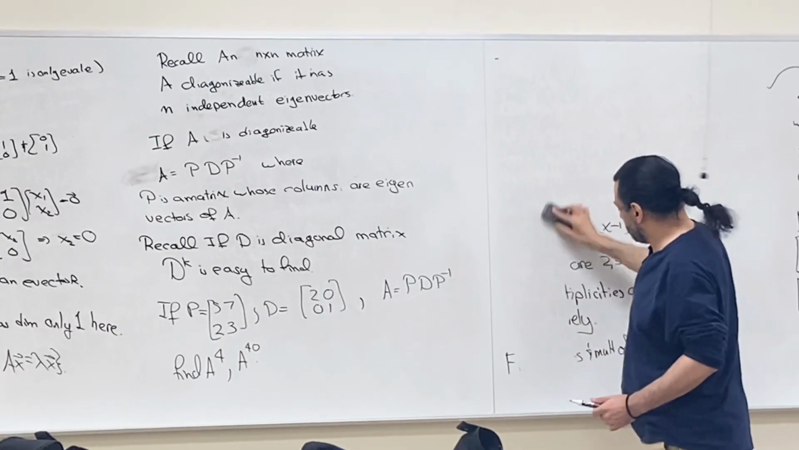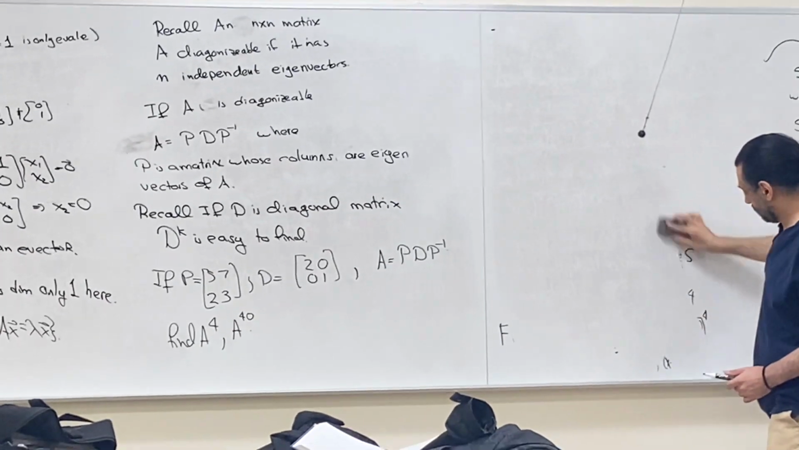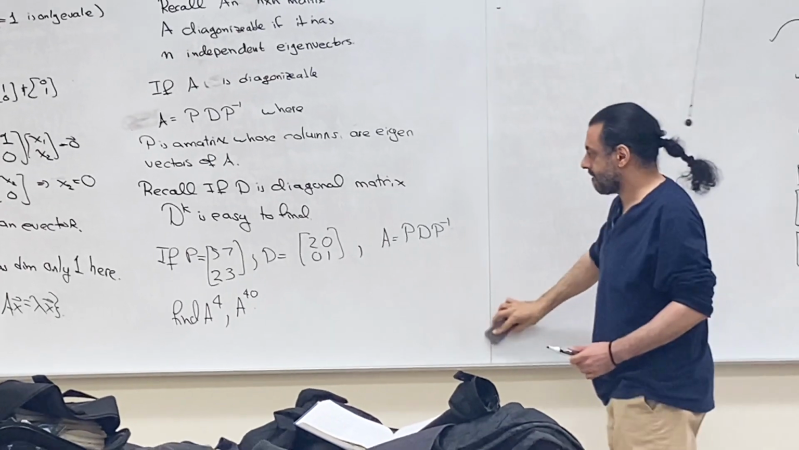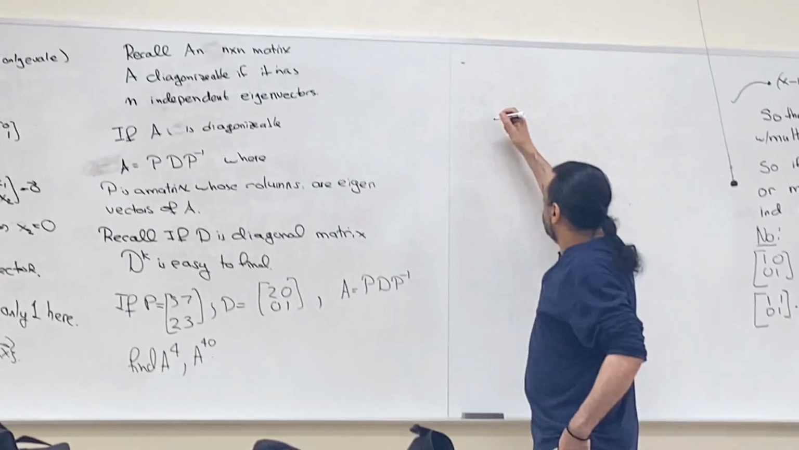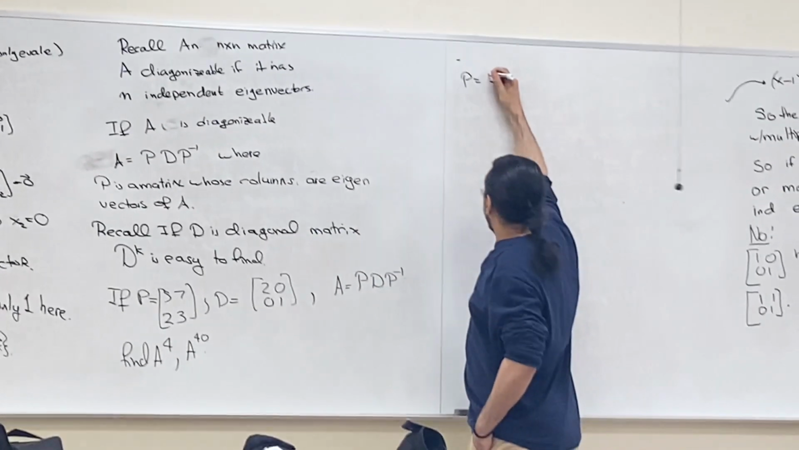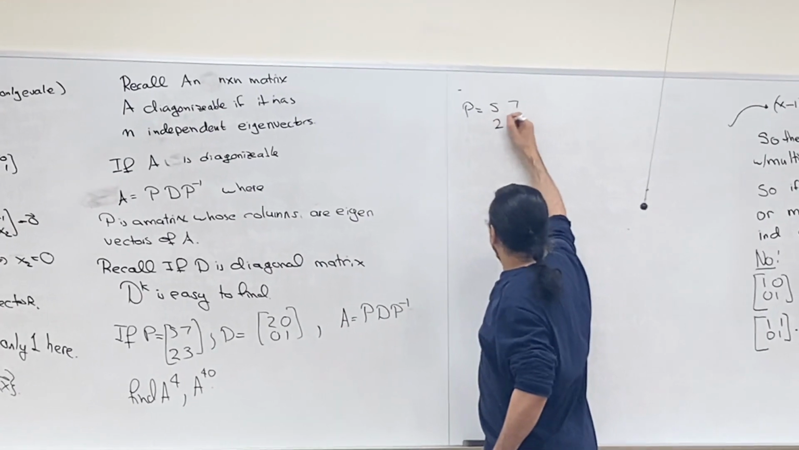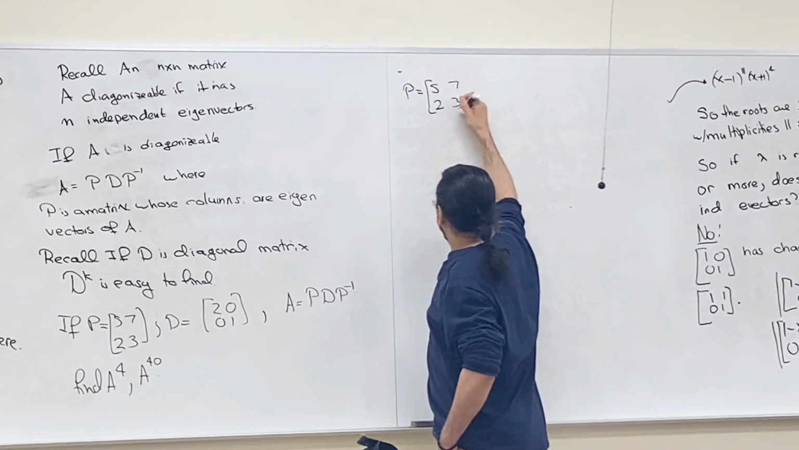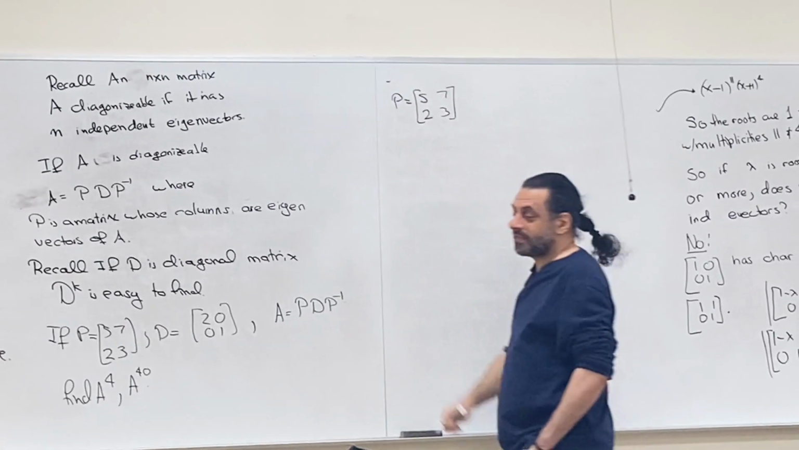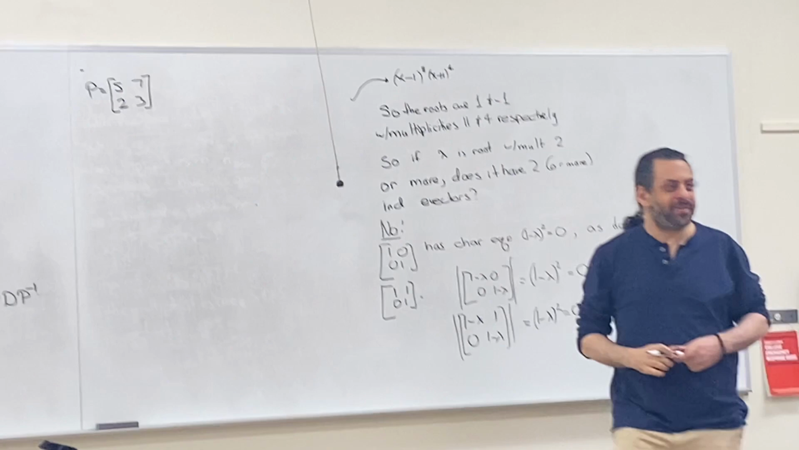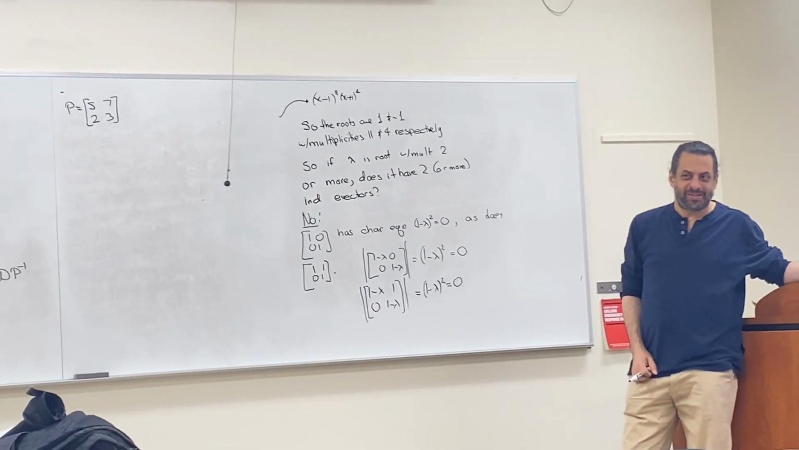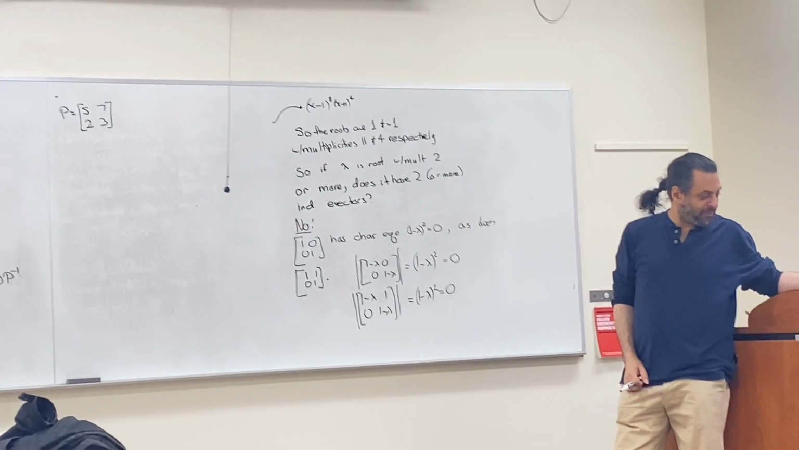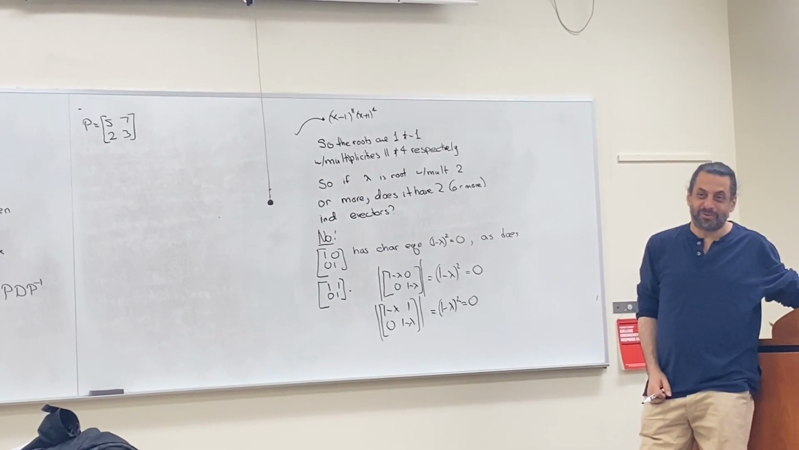So maybe first we should say, what is the inverse of P? If P is equal to 5, 7, 2, 3, how do we find the inverse of P? We have several ways to do it, right? Maybe we'll argue that we have learned 3 ways, but we've definitely learned 2.